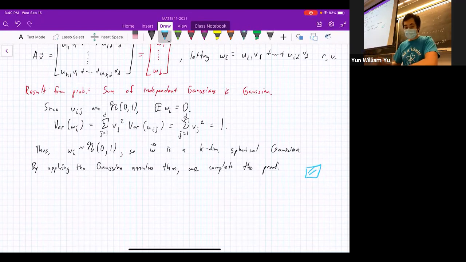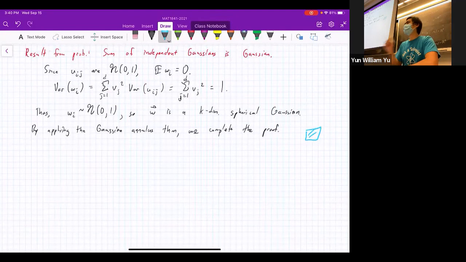So that brings us to the Johnson-Lindenstrauss theorem. Are there any questions so far? I've been going relatively quickly. Nope. Okay, great.